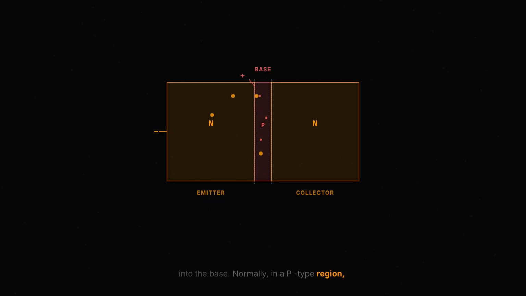Normally, in a P-type region, those electrons would just recombine with the holes and stop. But the base is so thin and so lightly doped that most of those electrons never get the chance. Before they can recombine, they reach the second junction, the one between base and collector, and that junction is reverse biased, which means it's actively pulling electrons through, sweeping them across into the collector.